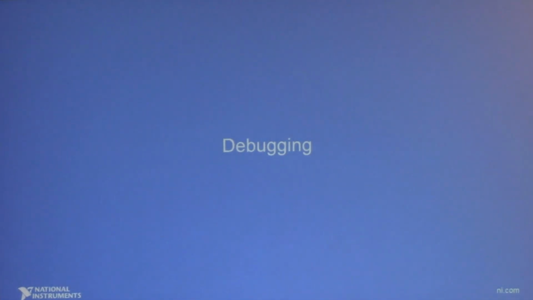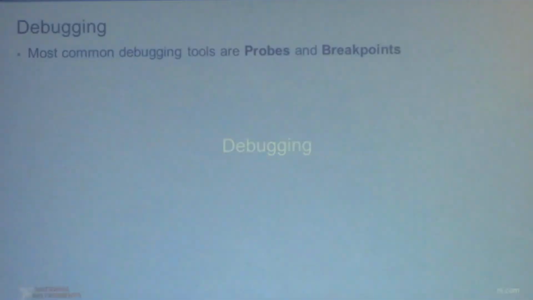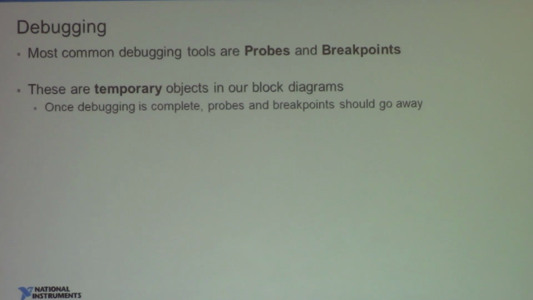All right, so let's talk about debugging. We spend a lot of time editing our VIs, as we just talked about, but we also spend a lot of time debugging our VIs. Most of the time when debugging, we're talking about using probes and breakpoints, right? Probes and breakpoints are temporary things. Unfortunately, breakpoints are saved with the VI. I don't think they should be, but they are. But in terms of how you think of them, probes and breakpoints are a temporary tool that you use when you're debugging. Once you're finished debugging, they tend to go away, right?